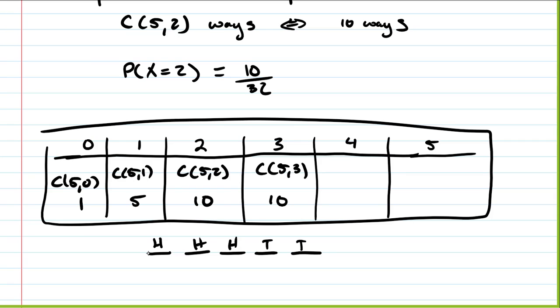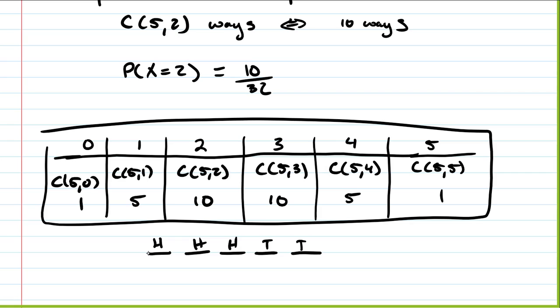And what about 4 spots? 5 choose 4, which turns out to be 5. And then finally, 5 choose 5 is the same as 5 choose 0, because if you have 5 heads, there's only one way to arrange them. And that's going to give us 1. If you add all of those up, what do you get? 1 plus 5 plus 10 plus 10 plus 5 plus 1.